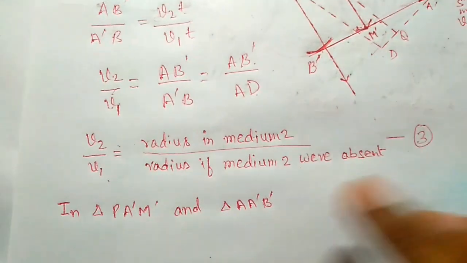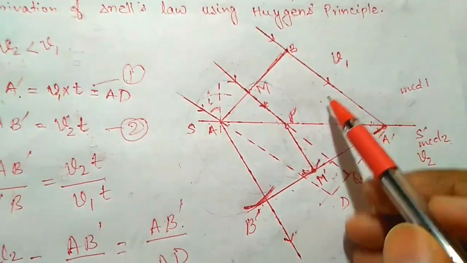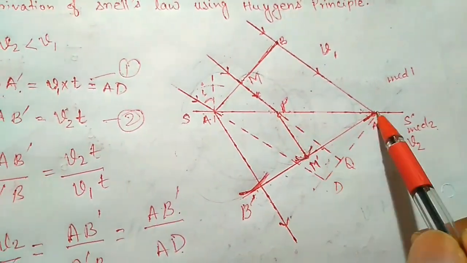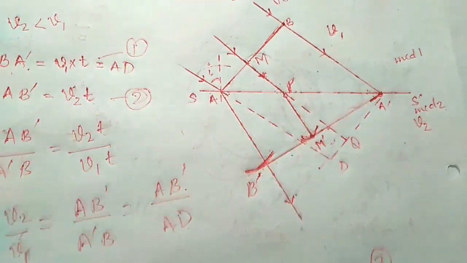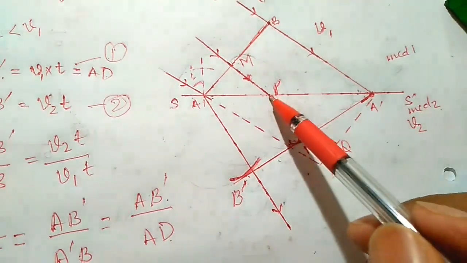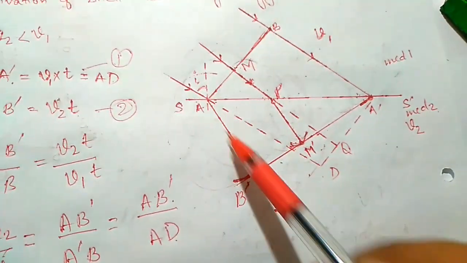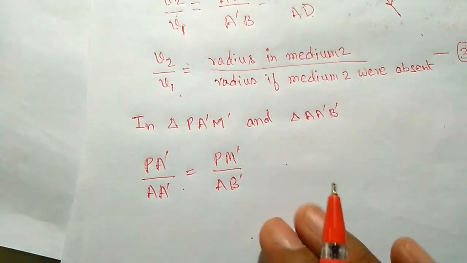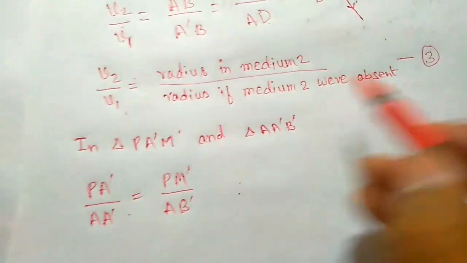So I have written here these two triangles. I am taking P A dash upon A dash, the small one's side and the longer side, and second side P M dash upon A B dash. Taking this as equation 4.